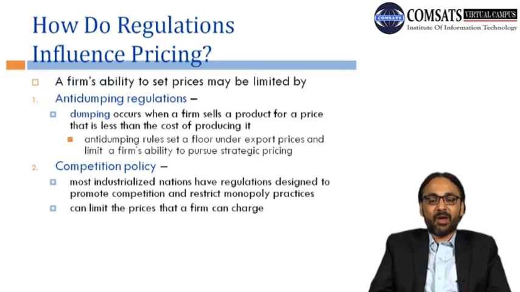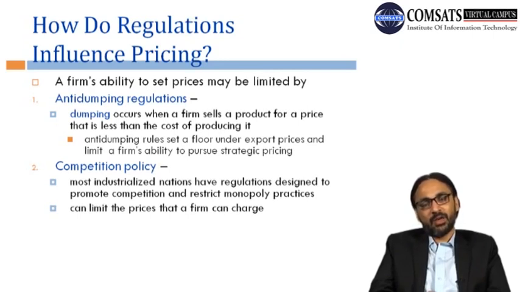Firms' ability to set prices may be limited by anti-dumping regulations. Anti-dumping occurs when a firm sells a product for a price that is less than the cost of producing it. Anti-dumping rules set a floor under export prices and limit a firm's ability to pursue strategic pricing. Anti-dumping pricing. What does it mean?